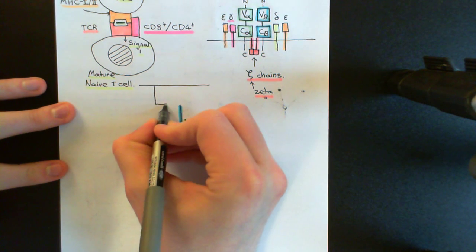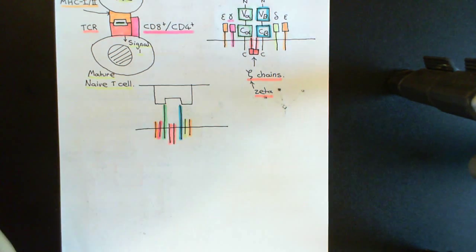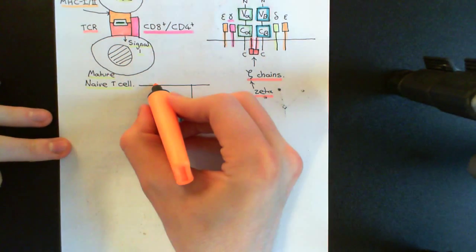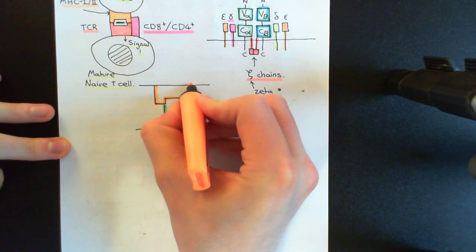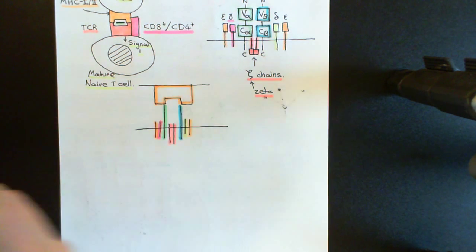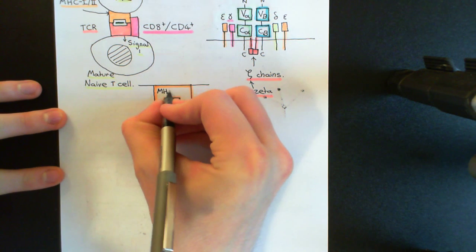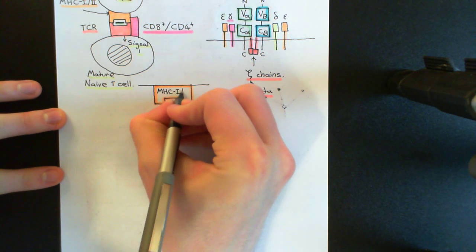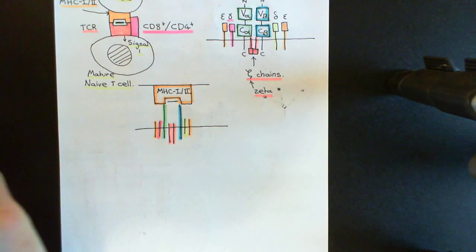Okay, so I'll put my MHC protein complex here. So I'll just colour this in again in orange like so. And we'll have the peptide fragment, of course, in the peptide binding groove there. So this is either MHC class 1 or it's MHC class 2. And here is my peptide fragment there.